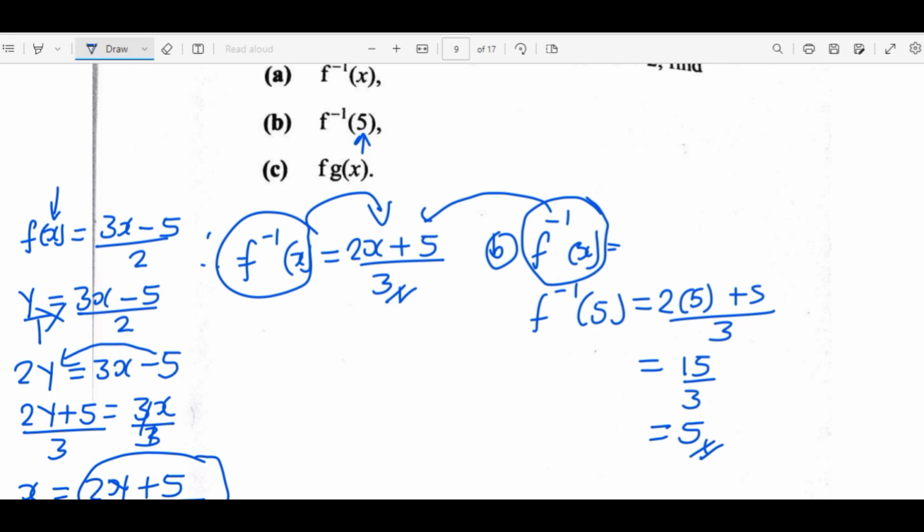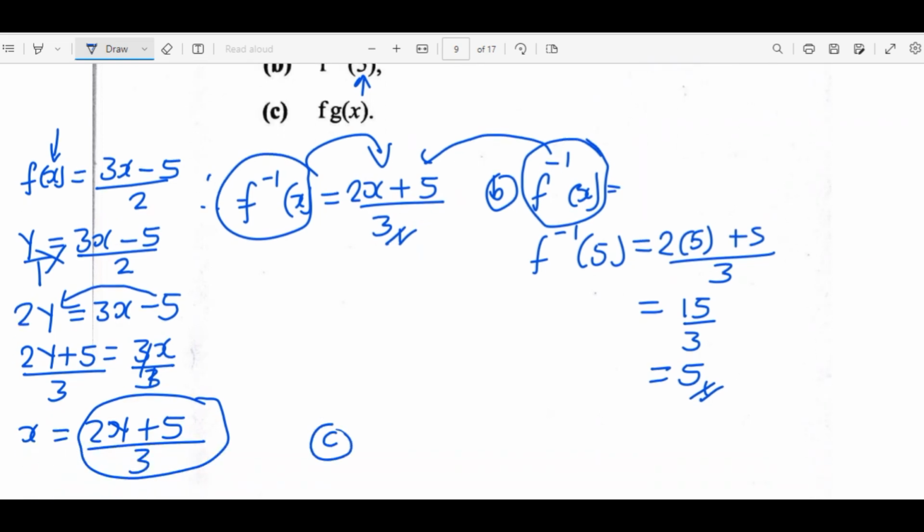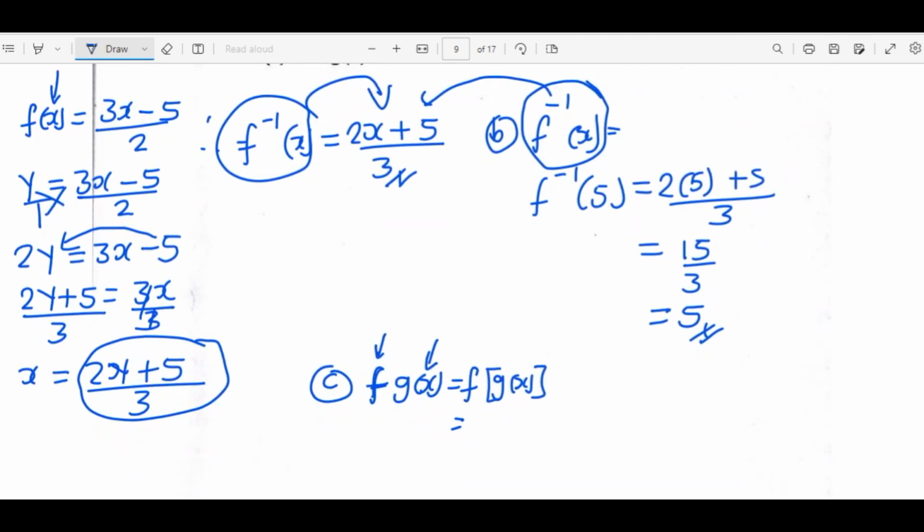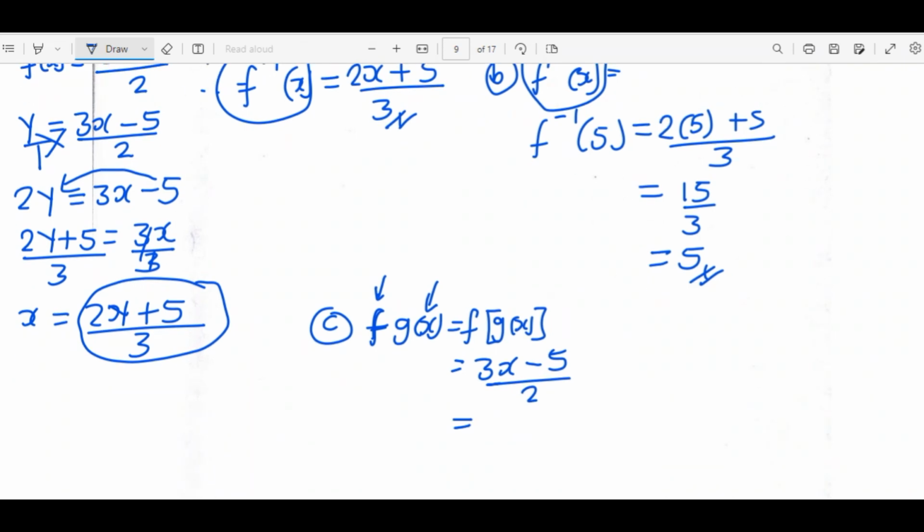Then for question c, we need to find a composite function. So how do you find the composite function? We are just going to get the two functions that we are given, then we combine them to make one function. Now after the equal sign, we need to begin with the first function, which is the function of f. You open brackets, then g of x will be the inside function. So from there, we are going to write the f of x function, which is (3x minus 5) over 2. Where there is x is where we are going to put the function of g.